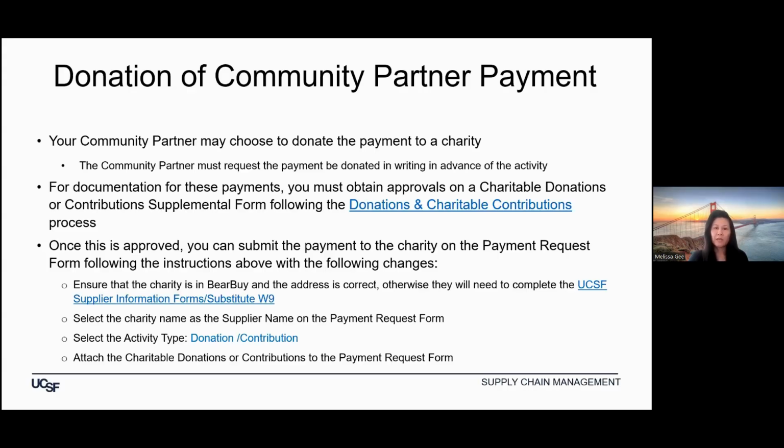For documentation of these payments, you must obtain approval on a charitable donation or contributions supplemental form that goes through Community and Government Relations. We have a process that we partnered with them on, published on our website, called the Donations and Charitable Contributions page. You can follow those instructions to get that approval. Once you do get the approval, you can submit the payment on the payment request form as well, in a similar fashion to what we talked about earlier in the presentation, with a few changes.